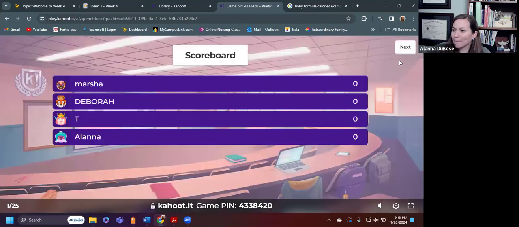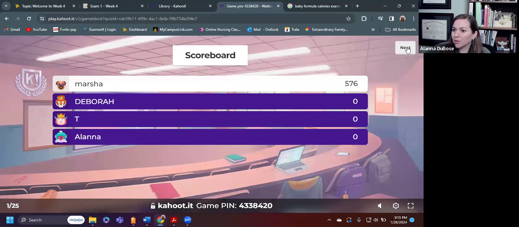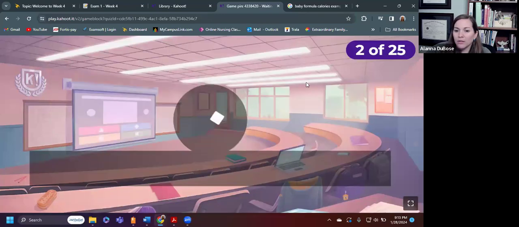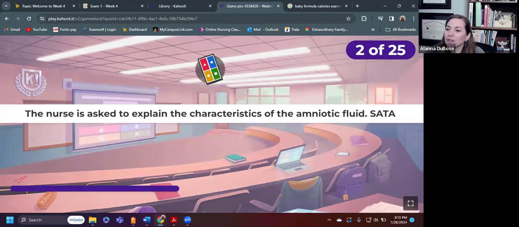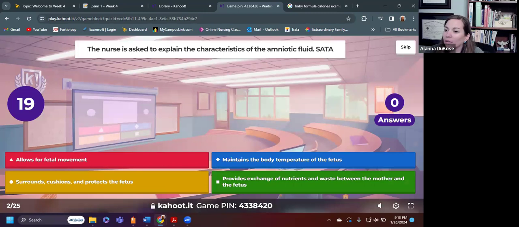That one was pretty straightforward. Let me keep going. The nurse is asked to explain the characteristics of the amniotic fluid. Select all that apply. Amniotic fluid allows for fetal movement, maintains the body temperature of the fetus, surrounds, cushions, and protects the fetus, and provides exchange of nutrients and waste between the mother and the fetus.